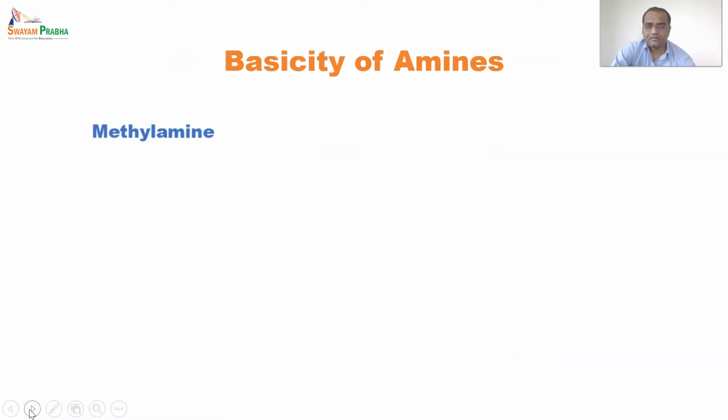Now we'll see some compounds and what extent of basicity they have. We will see their basicity values. The value is denoted by Kb, which is the measure of the strength of basicity of a compound.